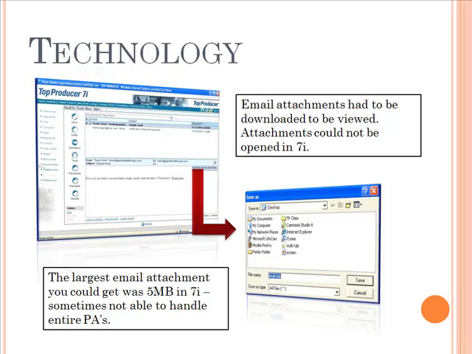The email technology has changed as well. With 7i, you had to download each attachment from the email. You couldn't just open it, which not a lot of people cared for too much. And the largest attachment you could get was 5 megabytes. If it was larger than 5, you couldn't download it. So that gets to be a little frustrating if you're working on getting a purchase agreement or you're sending pictures out. You want to just make sure you can open everything and it's easy to use.